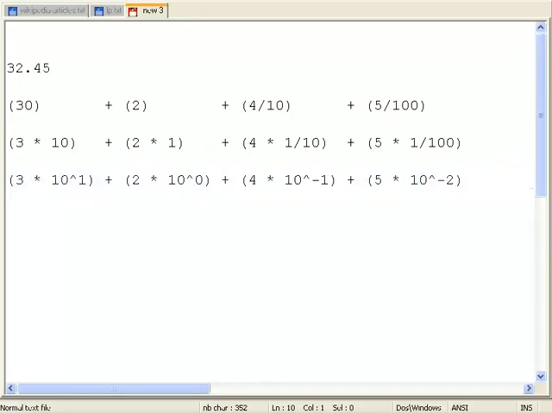Each digit place is multiplied by the appropriate power of the base being used, and what that power should be is determined by the number of positions you are from the radix point. And then once you multiply each digit times the appropriate value, then you sum everything together.